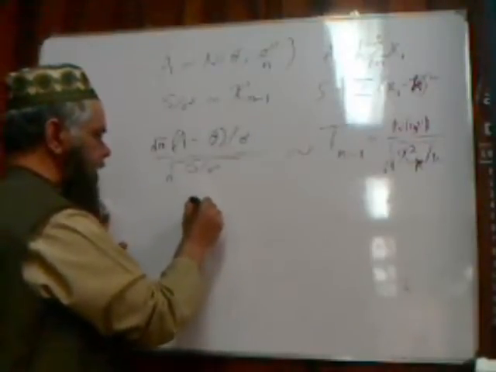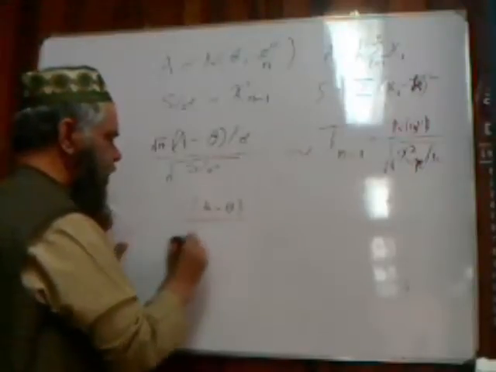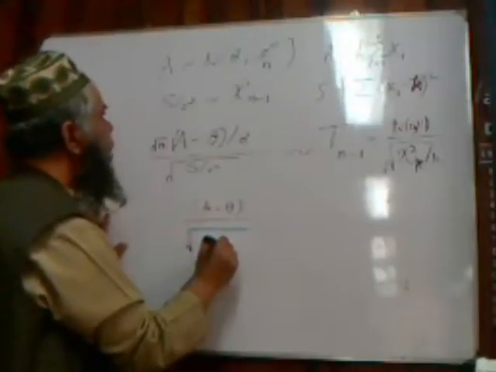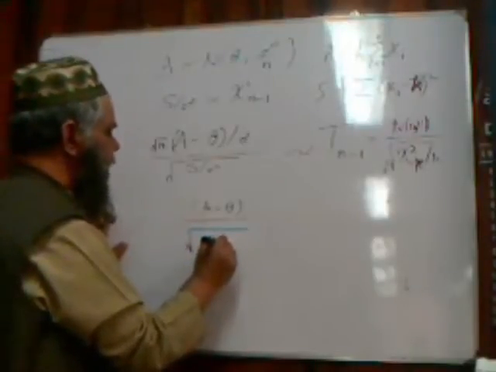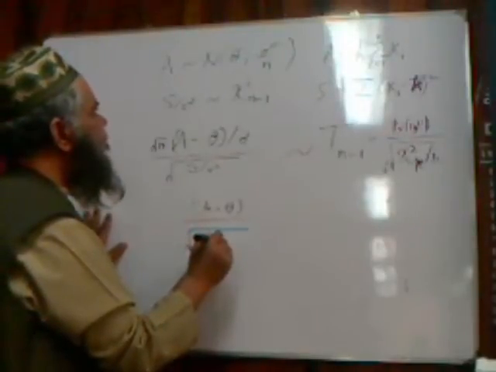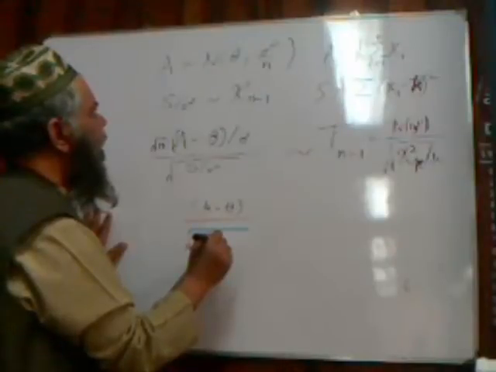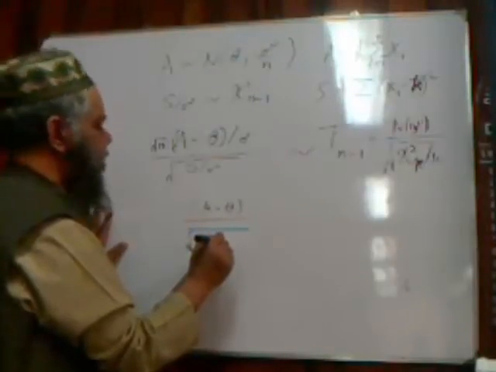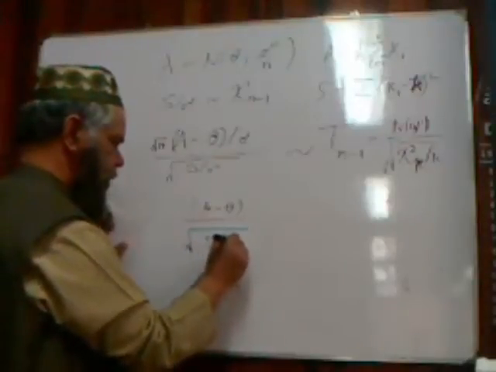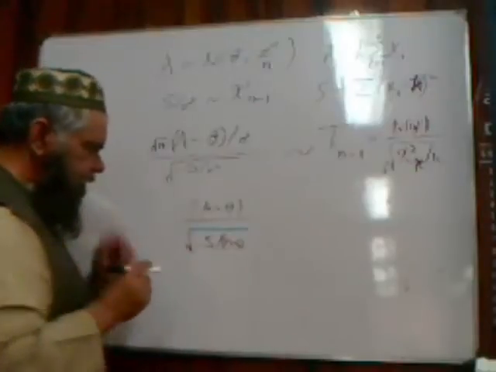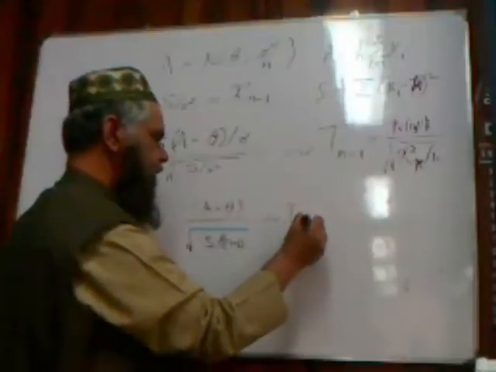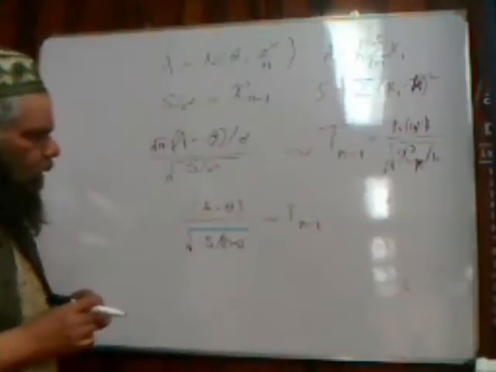So we have A minus theta over the square root of S divided by, I need an n minus 1 here. And this is chi squared. This is T with n minus 1 degrees of freedom.